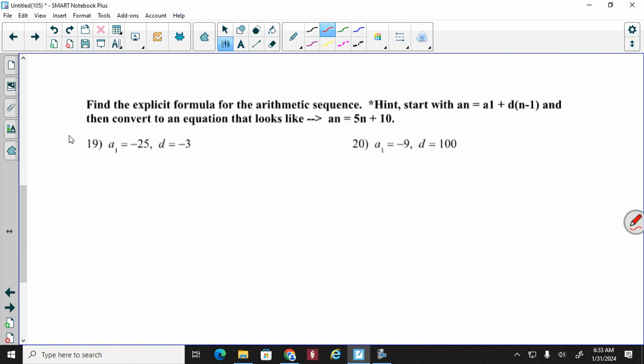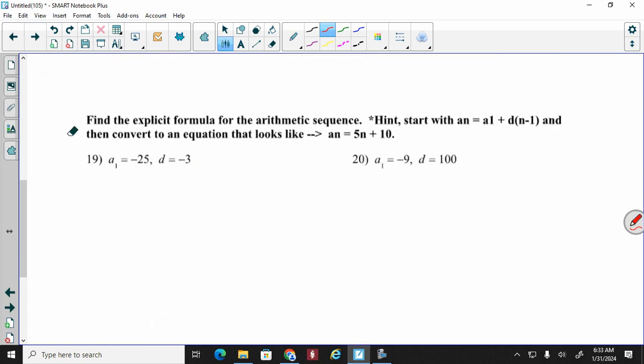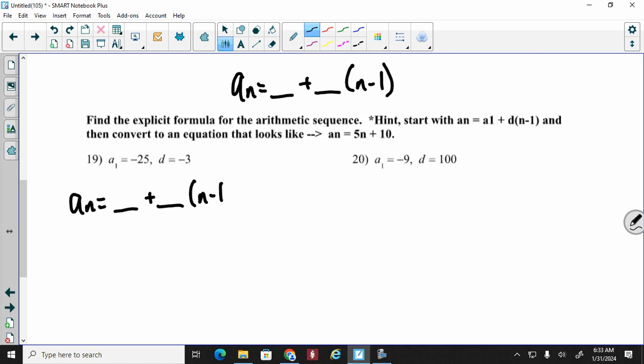All right, so find the explicit formula. Remember, guys, do not make the mistake of just saying, oh, that's negative 3n minus 25, because that's a 3 and that's negative 25. It's never that easy. You know that. What you have to do is actually use the closed form formula for arithmetic: A of n equals something plus something times n minus 1.